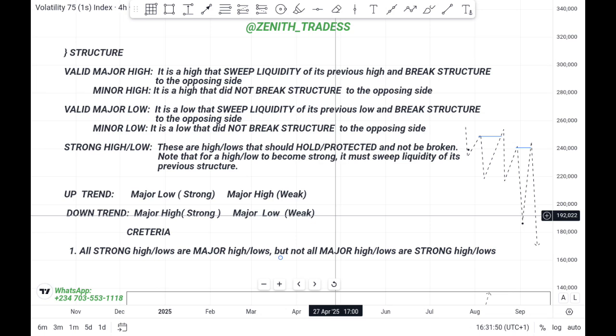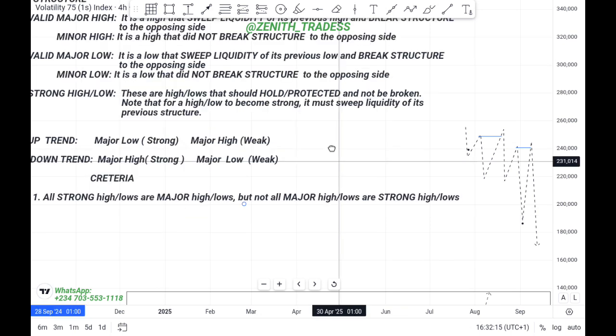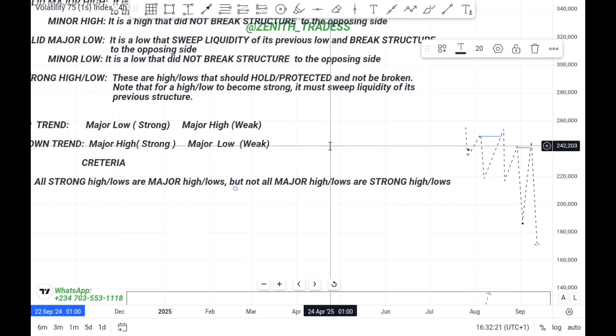Then for a downtrend, all the major highs are strong and all the major lows are weak. Why? We anticipate that price will always take out the major lows because the order flow is bearish. So all the strong highs will definitely take out the major lows. So in the downtrend, major lows are weak, whereas major highs are strong. Now, all strong highs and lows are major highs and lows, but not all major highs and lows are strong highs and lows, right?